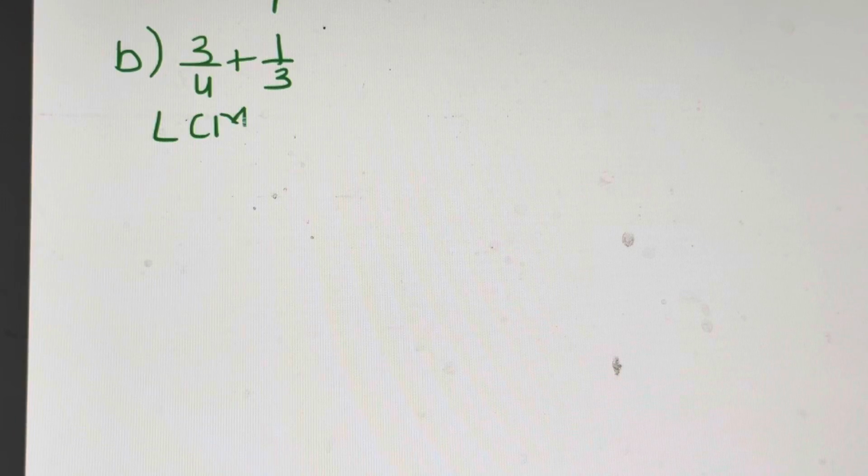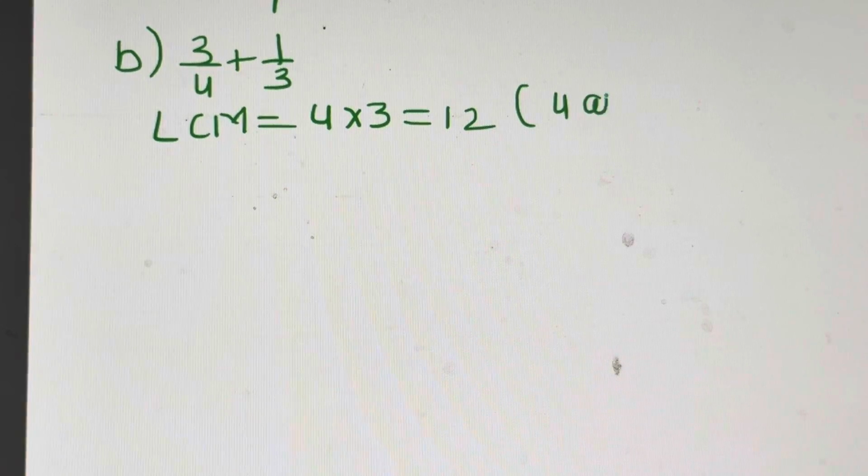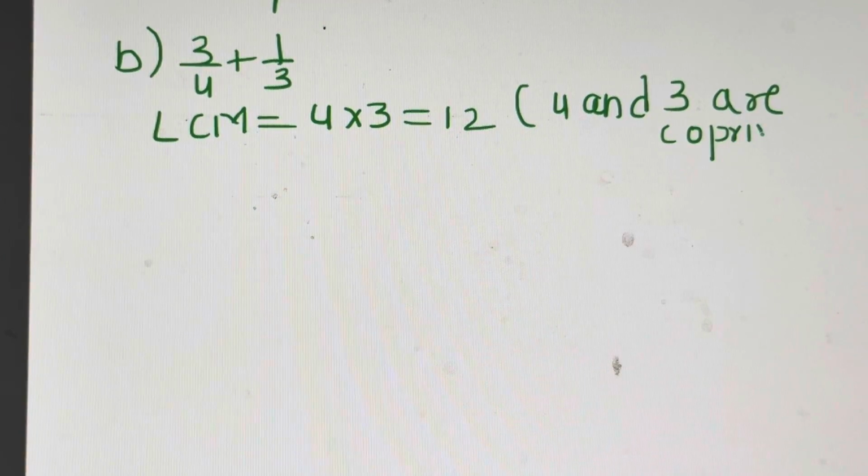B question is 3 upon 4 plus 1 upon 3. Okay. Now you can see the denominators over here. Both are co-primes. So LCM would be the product of both, 4 into 3, that is 12. Why? Because 4 and 3 are co-primes. They do not have any other common factor. So directly you can find out the LCM.